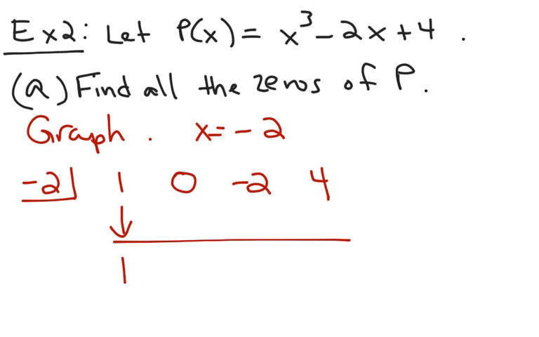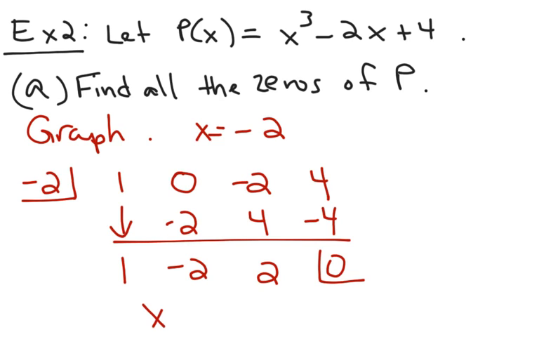Alright. 1, negative 2, 4, 2, negative 4, 0. Remember I said that if you find a real zero, its remainder better be 0. Now the remaining quotient is going to be 1 power less than the original problem. It's x squared minus 2x plus 2 equals 0.